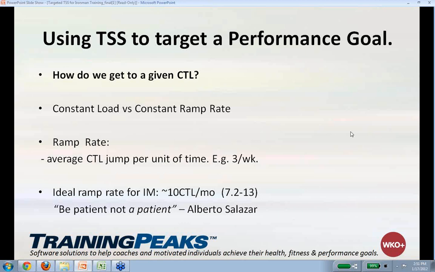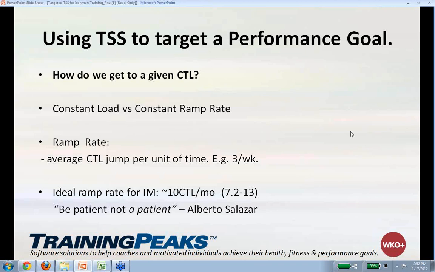So you're saying 3 a week, 10 a month? Yeah, 10 a month based on my experience is a good number. We're talking about going from 0 to 100 basically in a year. So within 2 years, you're talking about getting up to that level typical of qualifiers. 2 years of consistent, steady training where you're not peaking every other weekend and getting sick and doing all of those things. Be patient, not a patient, is a good quote from Alberto Salazar there.